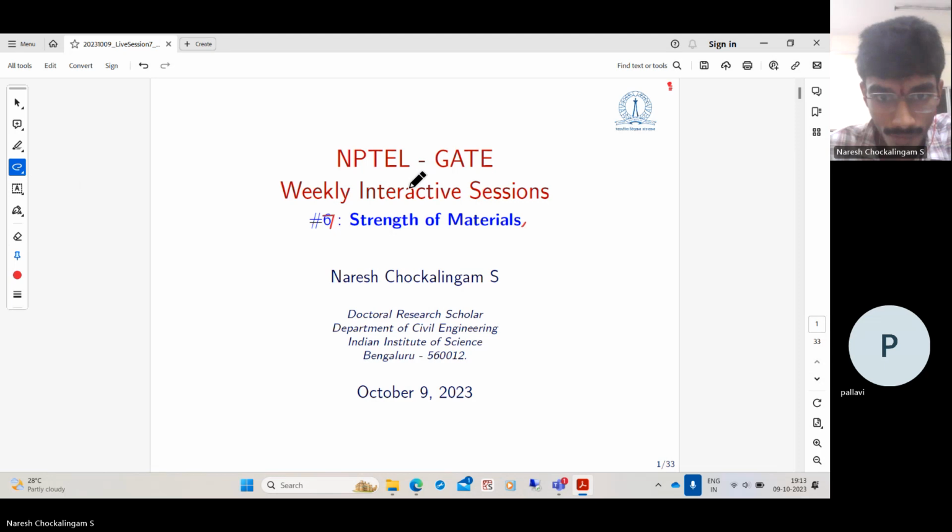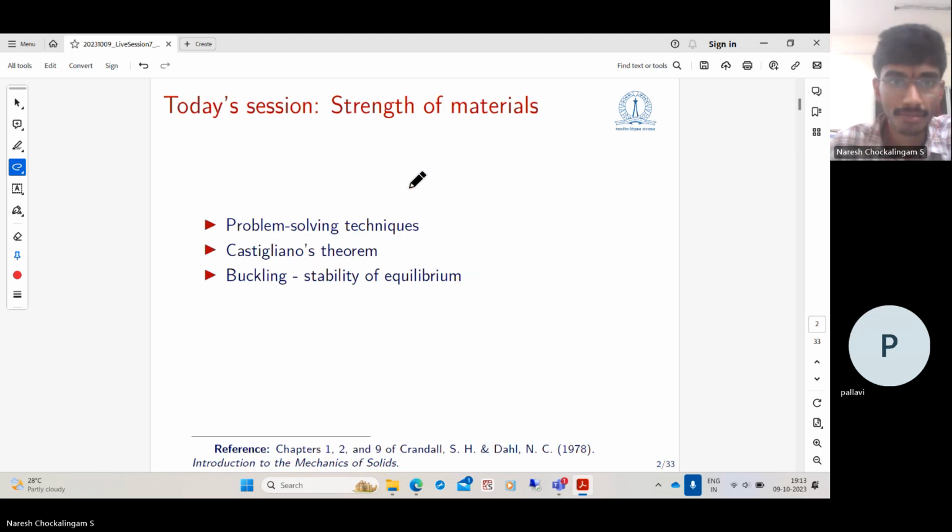So let us get started. The reference for whatever I'm covering today is this book, Introduction to the Mechanics of Solids by Crandall and Dahl. It's an old book in Mechanics of Solids, and it's a very good book. The strength of materials part, where we look at solving for forces and the stresses, I have taken from chapters 1 and 2. And chapter 9 deals with the stability of equilibrium, that is buckling.